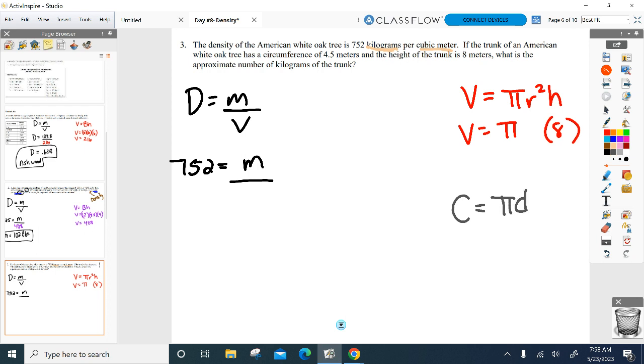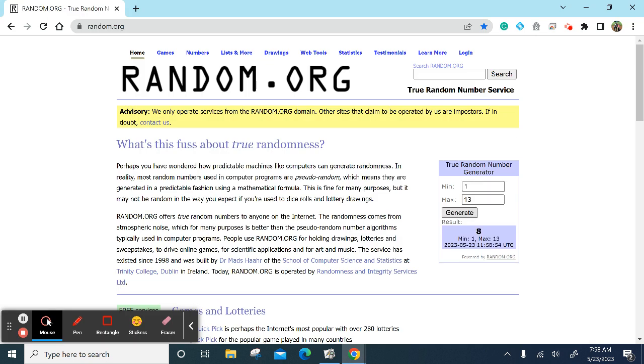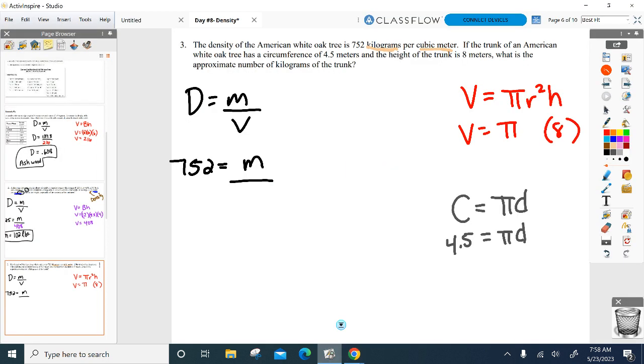All right, so I plug in 4.5. Everyone's with me? 4.5 for the circumference equals pi d. How am I going to get d by itself? Divide both sides by pi. Great job. Divide by pi, but I need the radius though, right? I need the radius. So take that number in your calculator and cut it in half after you're done.